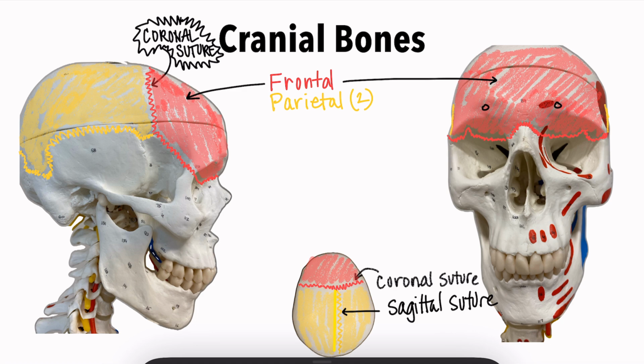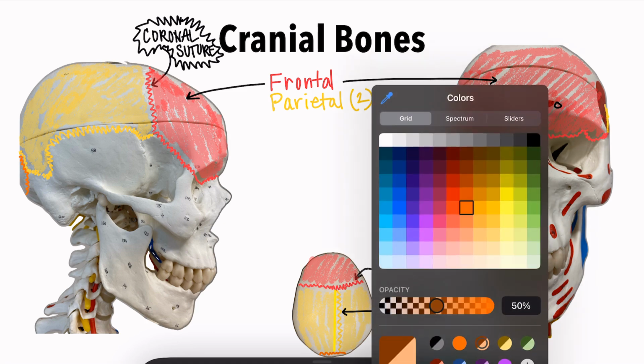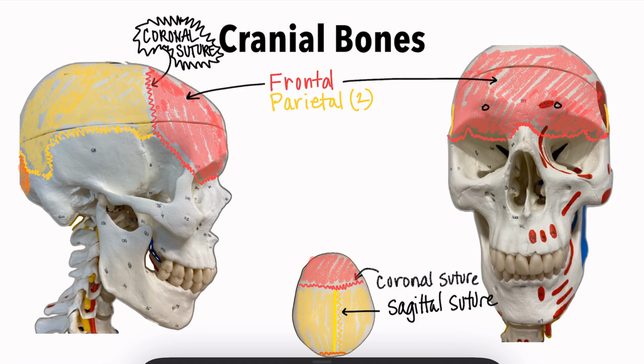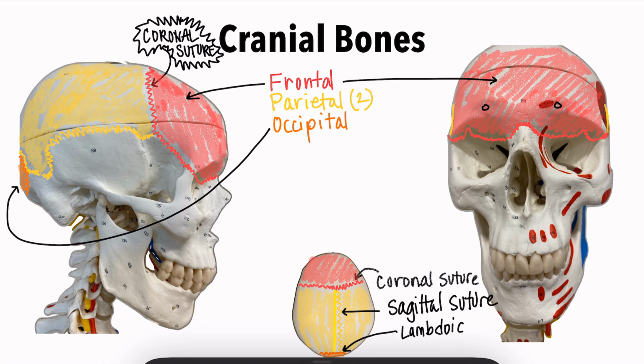Now, the back of the parietal bones meet up with yet another suture where the occipital bone is. So I'm going to mark it right here. We can put orange right here. This is the occipital bone right back here. Occipital. Right there. And then you can see it just a little bit on this top-down view. The lambdoid suture is the name given to where the parietal bones meet up with the occipital bone.